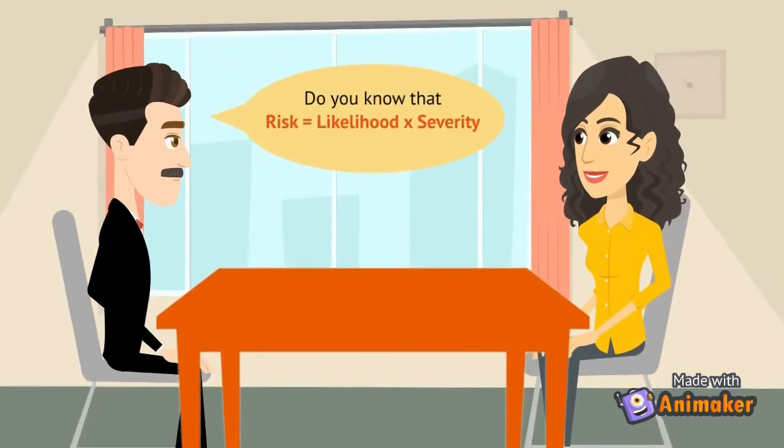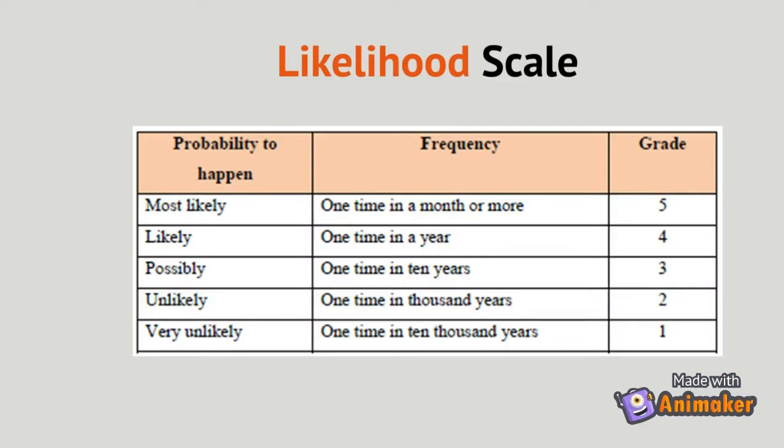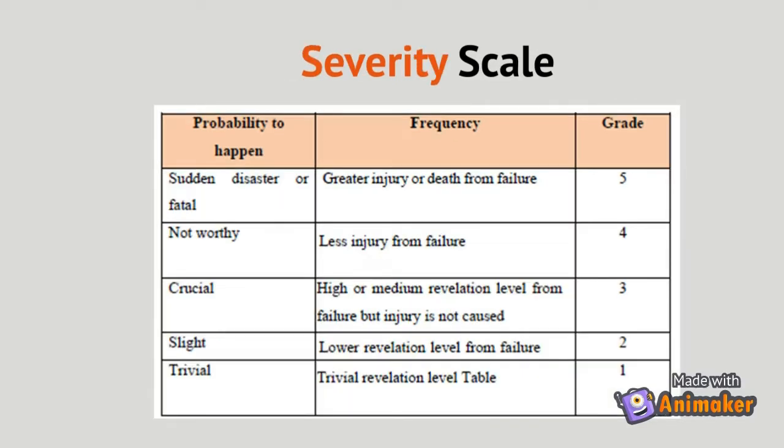Step 2. Analyze the risk. Do you know that the risk level can be calculated by multiplying the likelihood and severity? The likelihood scale starts with grade 1, which is very unlikely to happen, and grade 5, which is most likely to happen. The severity scale starts with grade 1, which is trivial, and ends with grade 5, which is sudden disaster or fatal.